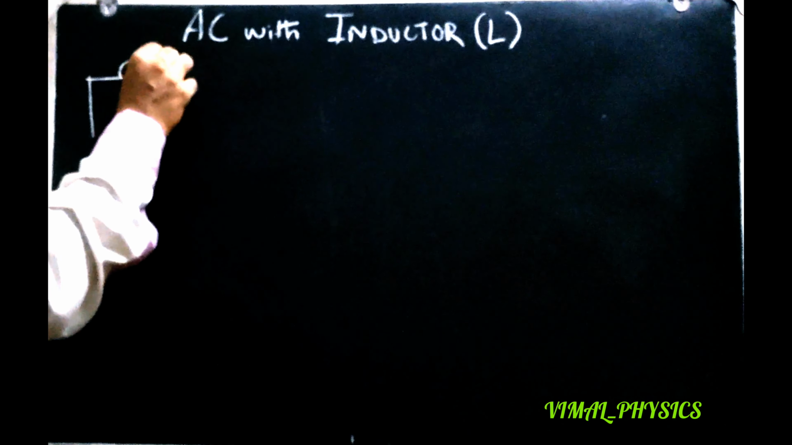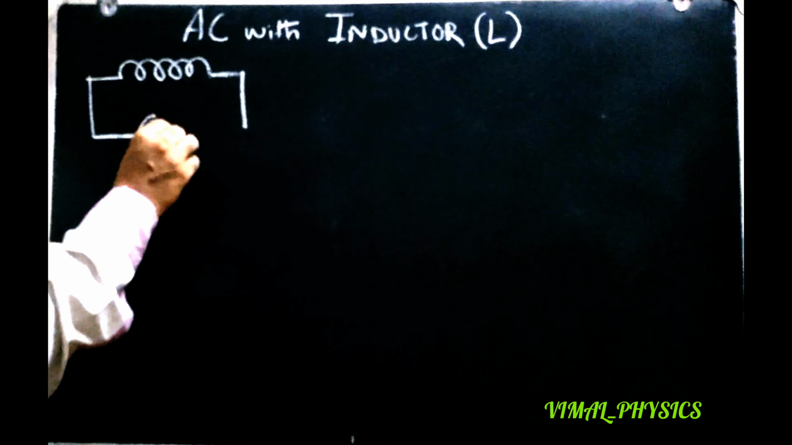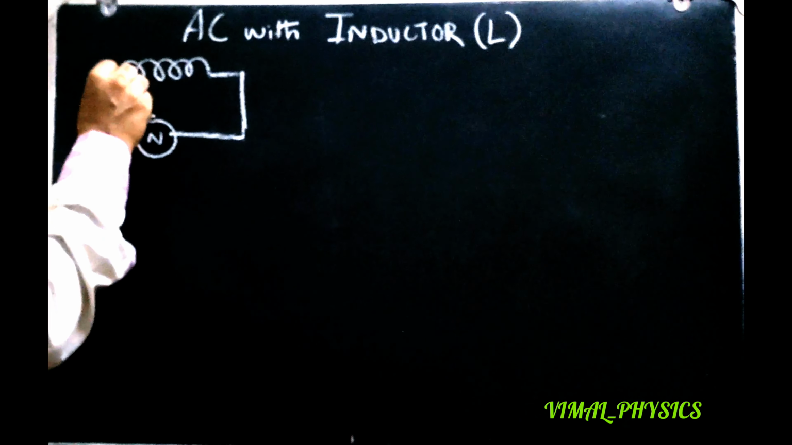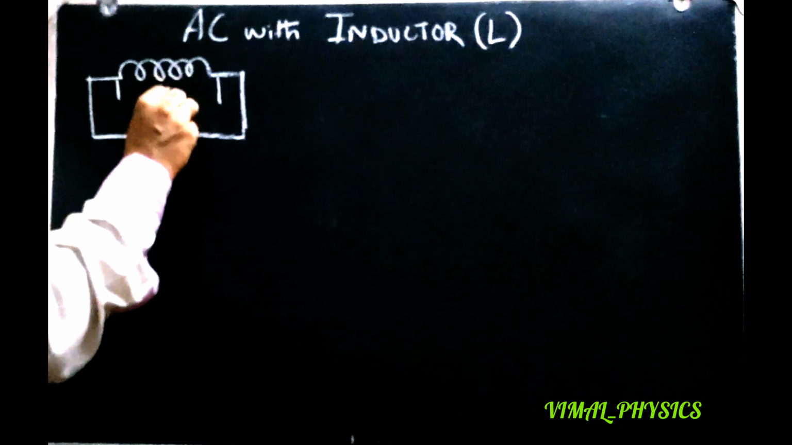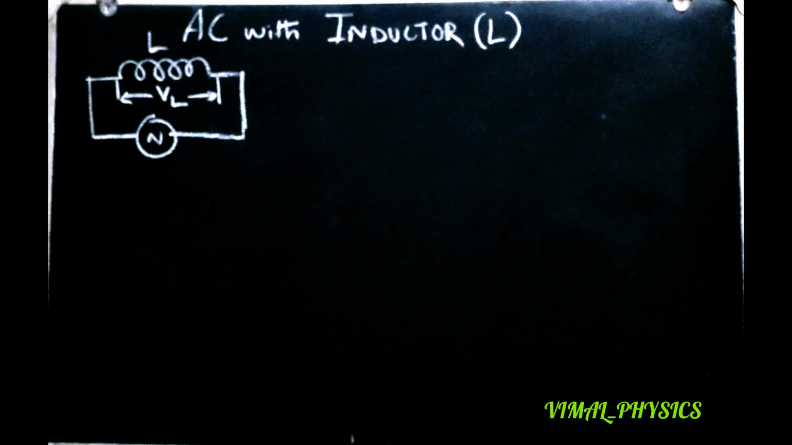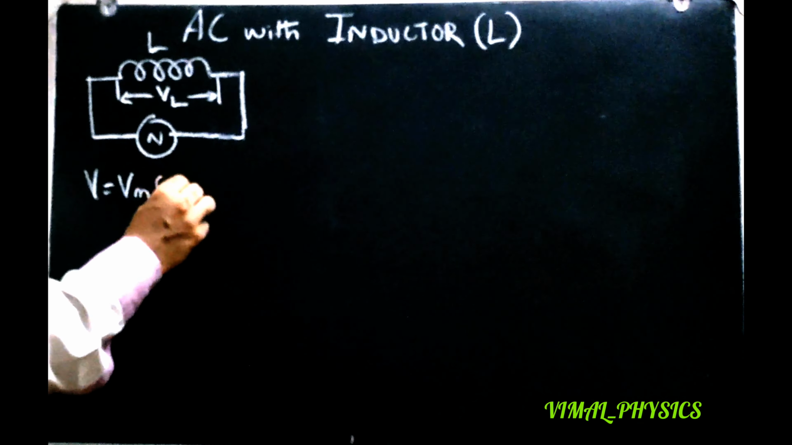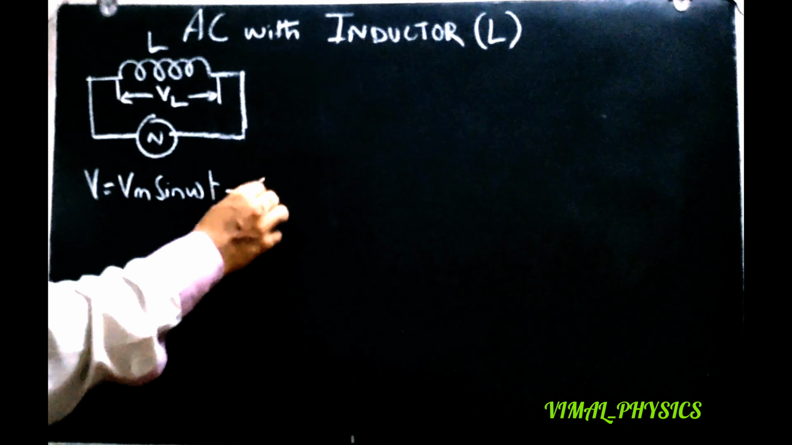Good morning, friends. Today's topic is AC with inductor. I'm going to connect the inductor along an AC circuit. So let VL be the potential drop across the inductor L. So this is the circuit which I have drawn. The first equation remains same for everything.